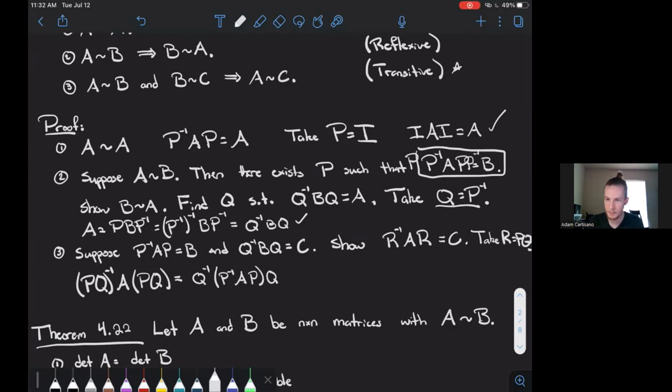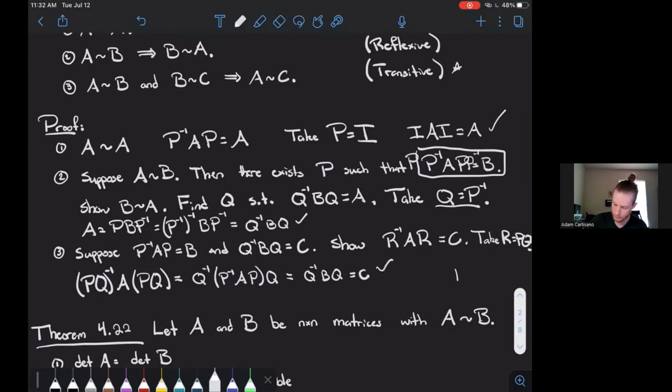But P inverse A P is equal to B by the fact that A is similar to B, so P inverse A P is equal to B. So this is really just Q inverse B Q. But B is similar to C by the matrix Q. And so this thing is equal to C. And we're done.